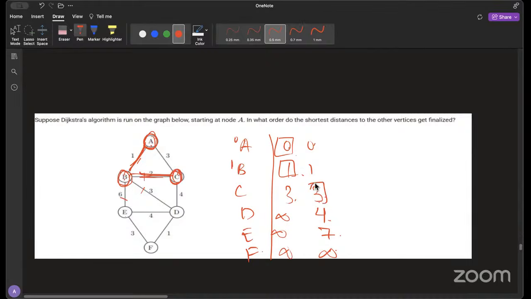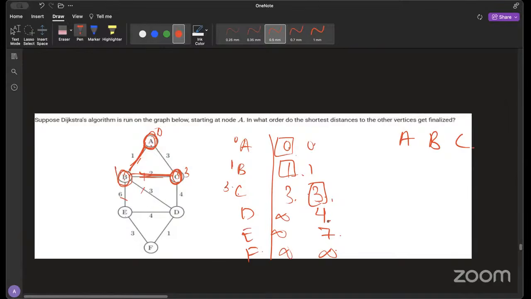C. So first was A, then B, then C. Next minimum. Then you have to find the distance till C. From A to C, the distance is 3. It has been fixed. Now from C, you will have 3. Here you have distance 3. Here you have distance 1. Here you have distance 0. 3, you will add 4 here. So it will be 7.